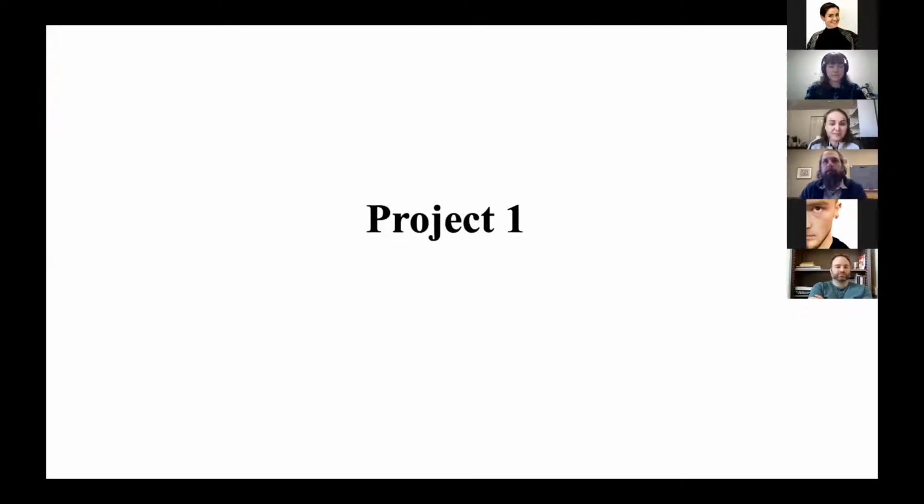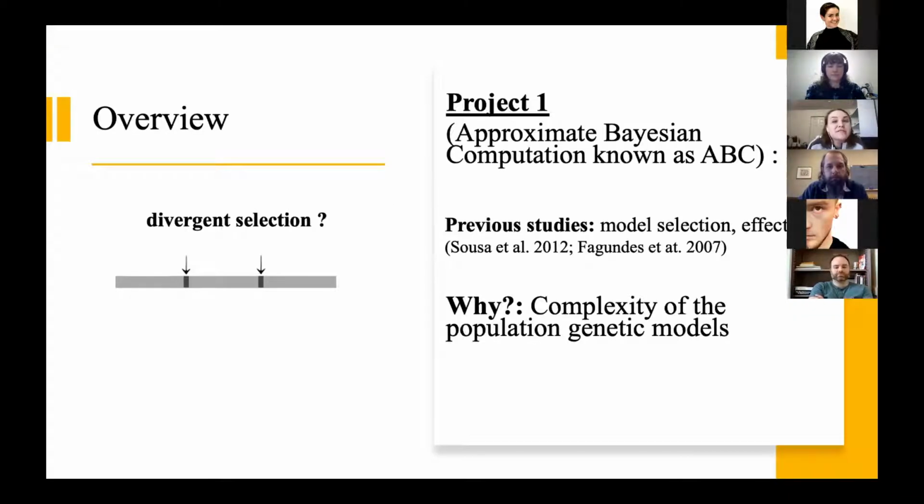So I'll start with the first project. Divergent selection with migration is a common biological phenomenon. Previous studies have published promising results using the likelihood-free method called ABC to compare model selection, for instance, coalescent times, how long it takes for mixing populations to mix, or effective population size. However, the divergent selection estimation using the unmixing populations using ABC has not been well studied.